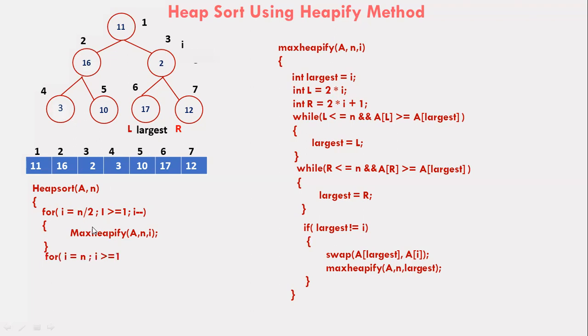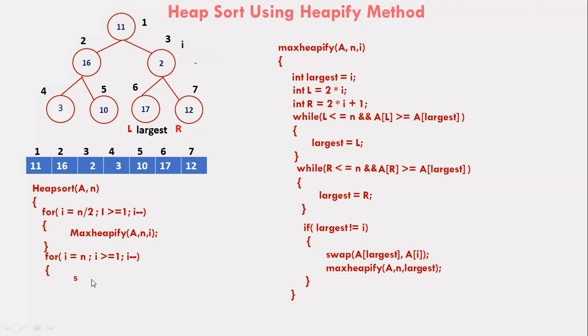Now let us see how to delete. For I is equal to n, I greater than or equal to 1, I minus minus. Here my I value is n, so I is equal to 7. What we do while deletion is we delete the root node, and in that root node place we place the last element, and in that last place we put the deleted node. So we are swapping the root node with the last node.